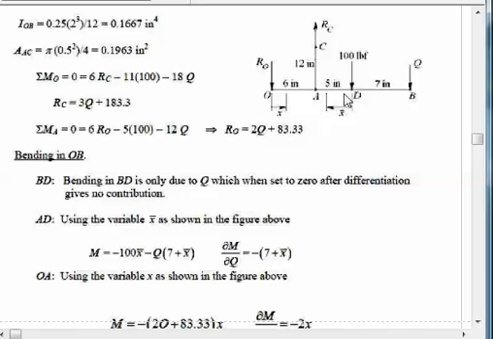In region A to D, we're going to write our moment by measuring X from the location of Q and looking toward the right.